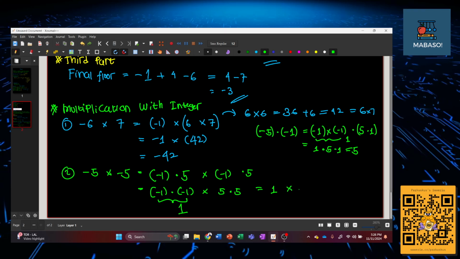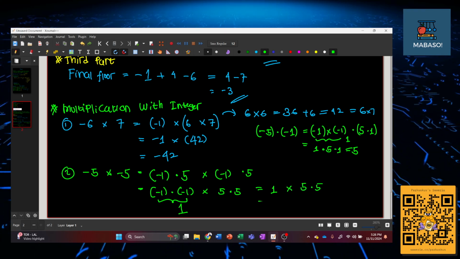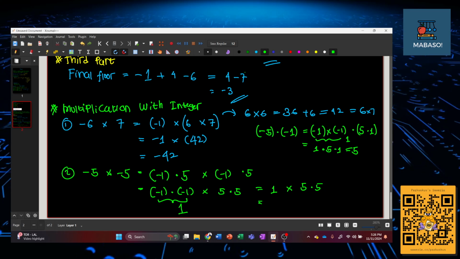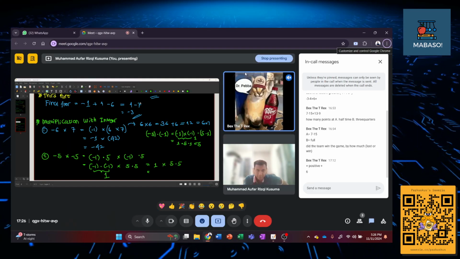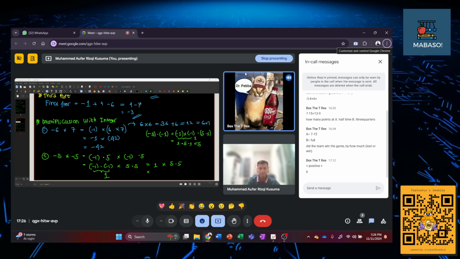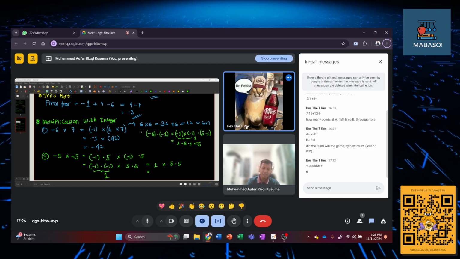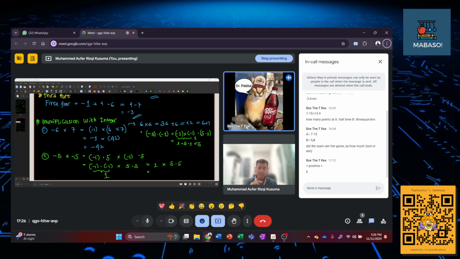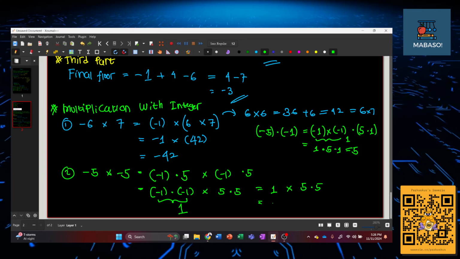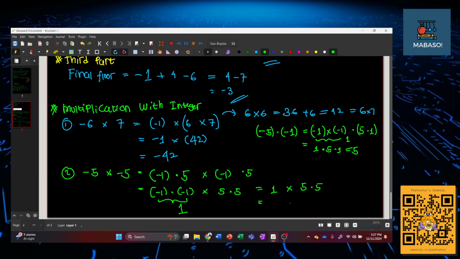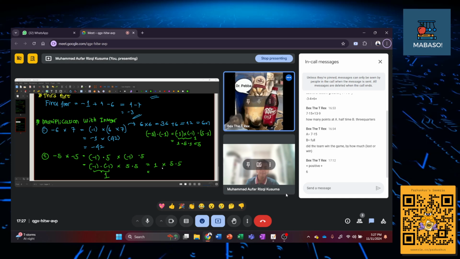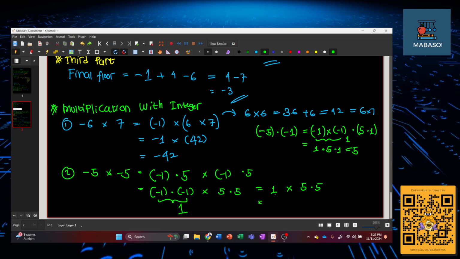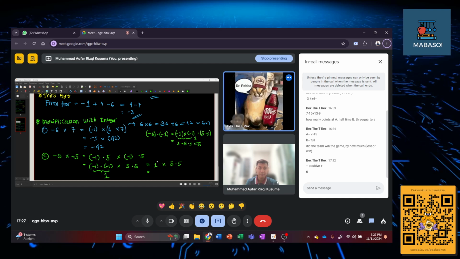And then on the other side, we have 5 times 5, which is 25, yeah. 1 times 5 times 5: if you multiply any number with 1, you'll get that number again. So that means it's just 5 times 5, which is 25. So -5 times -5 is 25.